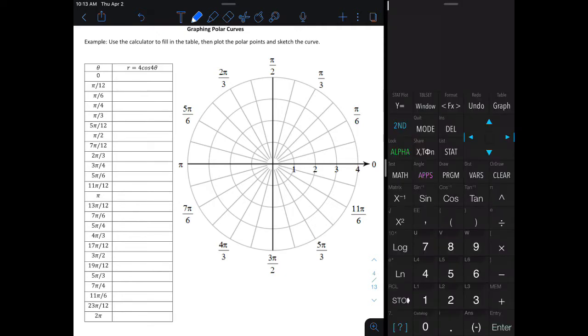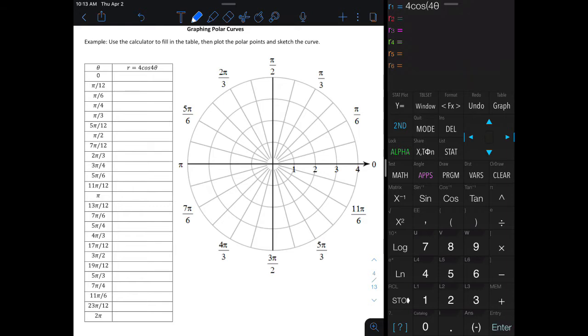Now, I would go to y equals, and I would type in my polar curve. Notice that all the functions are written as r equals, and that's the way it's supposed to be. So I start typing in 4 cosine of 4 theta. Don't hunt for the theta button on the calculator. It's the same input button you use if you're in function mode for x.